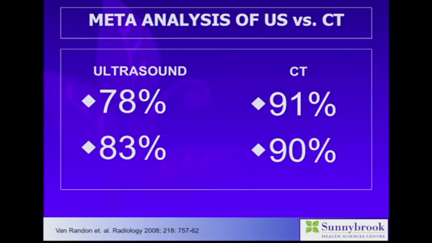This recent meta-analysis looking at the performance of ultrasound versus CT scan demonstrated a sensitivity of 78% and a specificity of 83% for ultrasound in comparison to 91% and 90% for CT. So ultrasound performs very well, perhaps not quite as well as CT scan, but is still an excellent modality in order to evaluate the appendix.